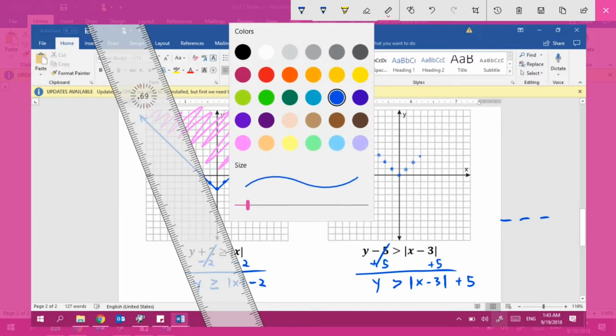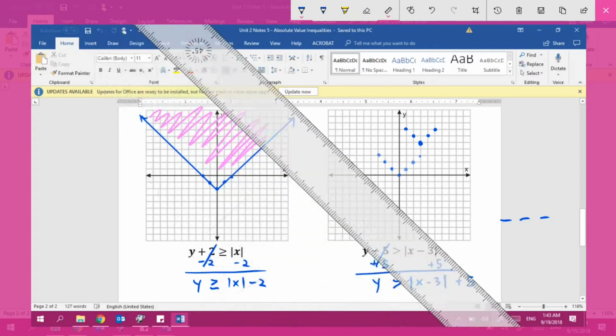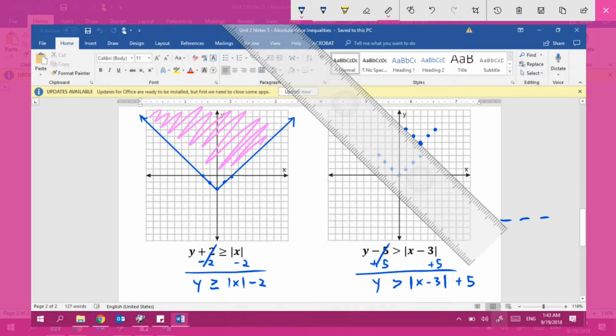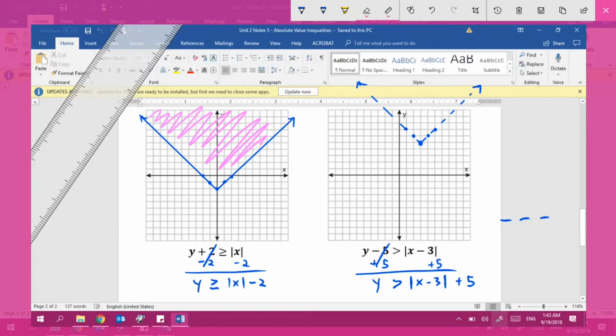So watch, if I take one of my points, like right here, I'm going to go 1, 2, 3 over, and then up 5: 1, 2, 3, 4, 5. So that's where my new point is, right there. So I'm going to do that with each of my points. This is my starting point, so now, from the starting point, my other points would be like this. And now I'm just going to connect it, but I'm going to use a dotted dashed line like this. Alright, so we've now drawn our graph, but now we need to shade it. Are we going to shade above or below the V? It is greater than, so we're going to shade above the V, like this.